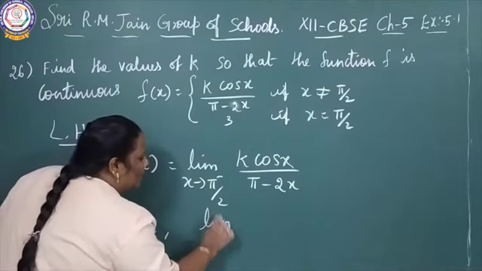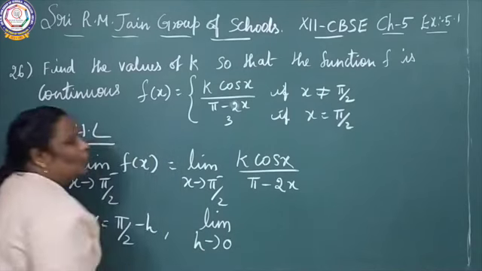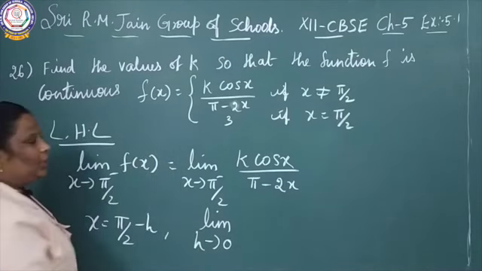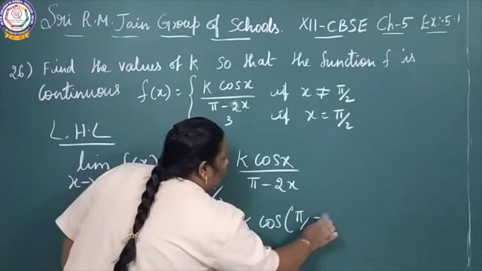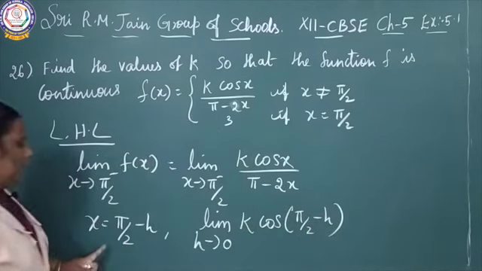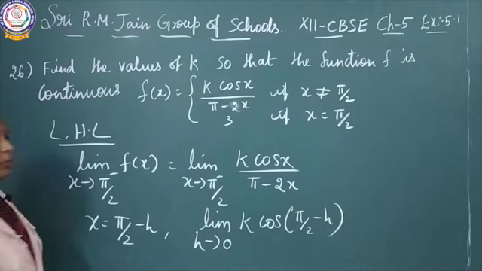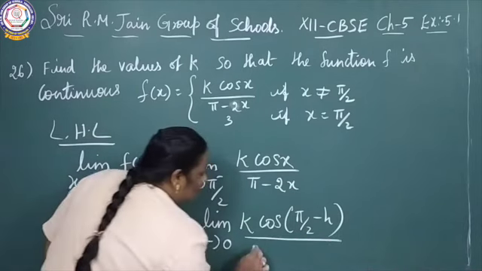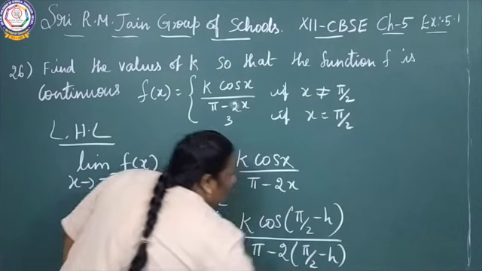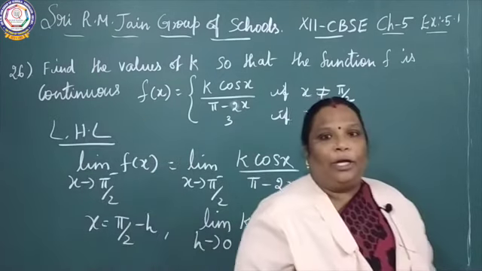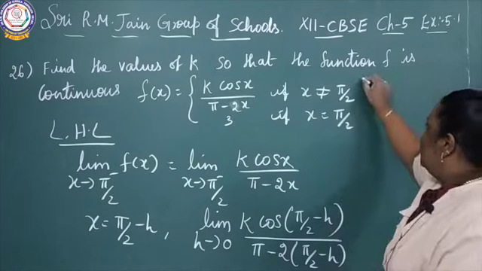So limit h tends to 0, k into cos of pi by 2 minus h, x value is replaced by pi by 2 minus h, by pi minus 2 into pi by 2 minus h.